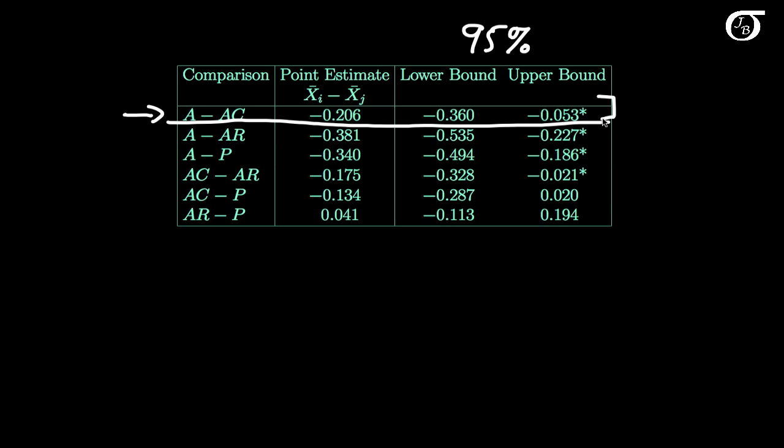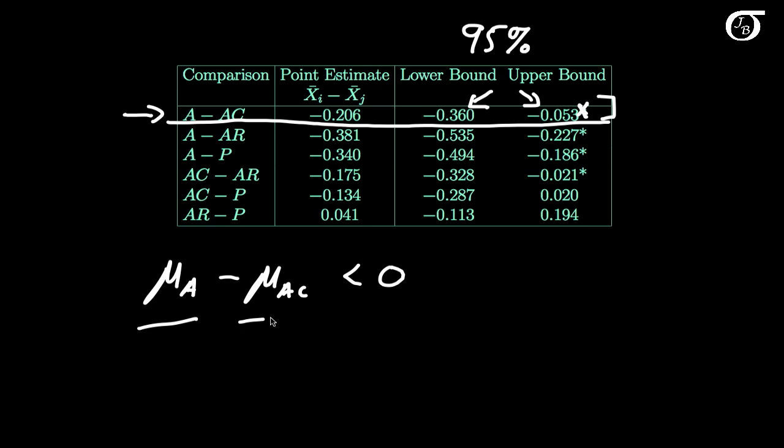We want to now interpret this interval. We're 95% confident that the difference in population means lies between those two values. I've starred this interval because it does not contain 0, and in fact it lies entirely to the left of 0. So one of the implications is that we have strong evidence that the mean of the alcohol group minus the mean of the alcohol and caffeine group is in fact less than 0. Or in other words, there is significant evidence that the alcohol group scored worse on average than the alcohol and caffeine group. And we have similar results when we compare alcohol with the other two groups. So the alcohol group has a significantly lower mean than the other 3 groups.